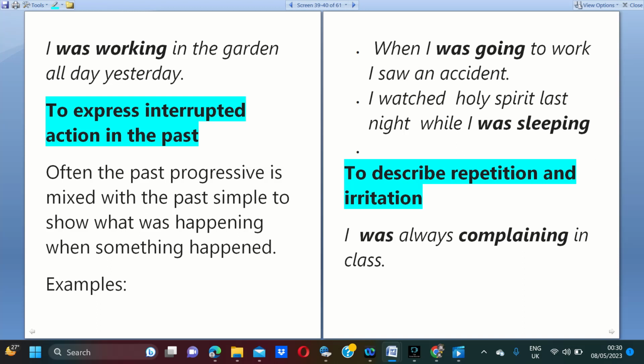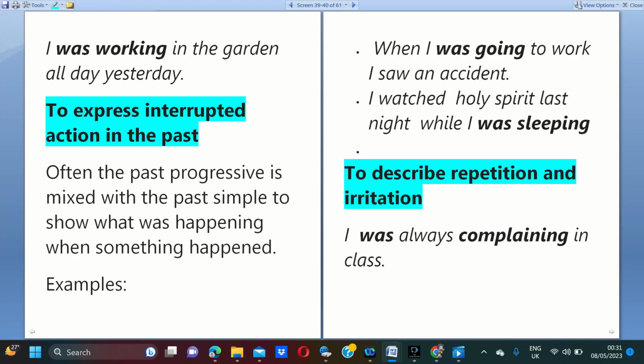To express interrupted actions in the past, see, while expressing interrupted actions, we use different tense combinations. When I was going to walk, I saw an accident. See here, which is the longer action? When I was going to walk is the longer action. Which is the shorter action? I saw an accident is the shorter action. Here we can use past continuous tense for the longer action. Next, for shorter actions, we can use simple past.